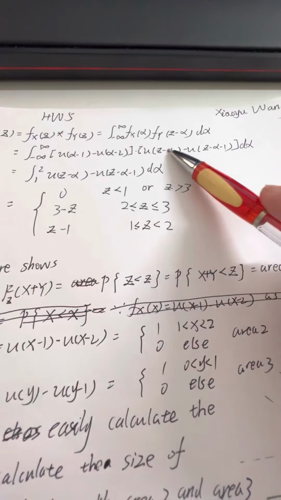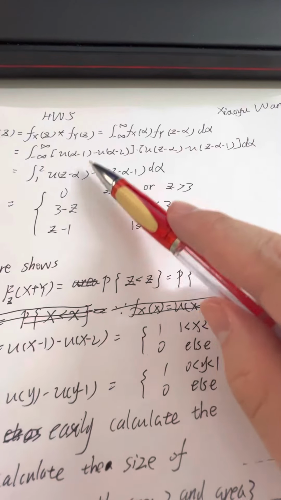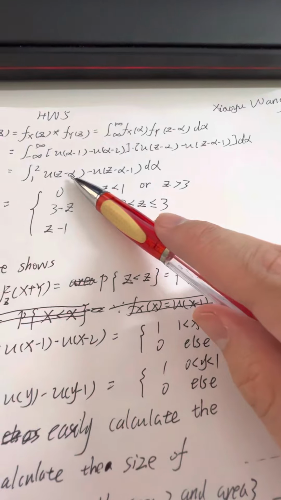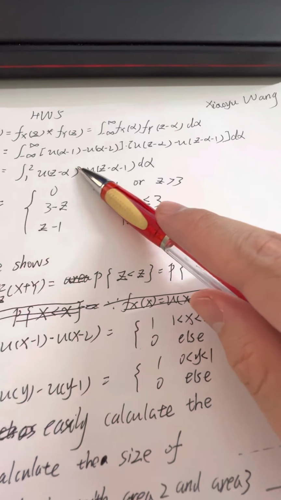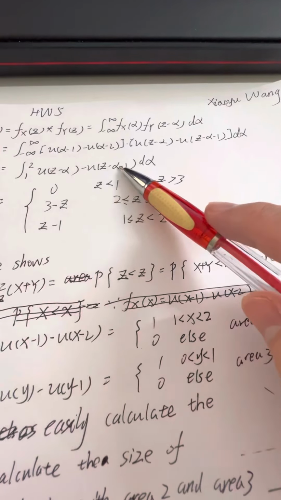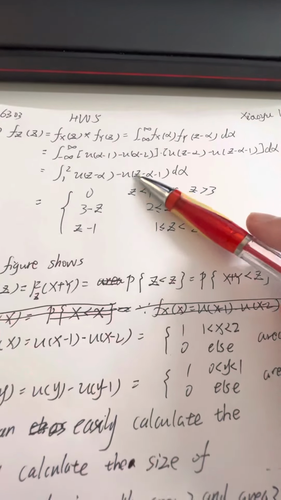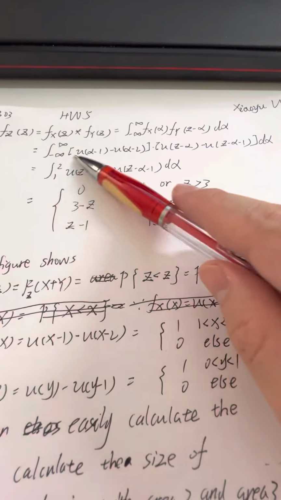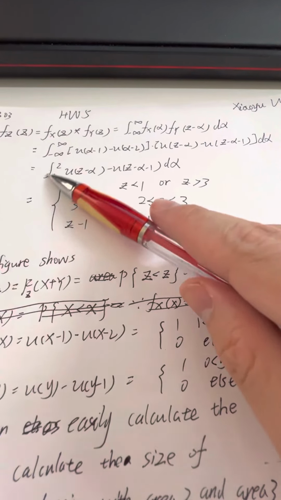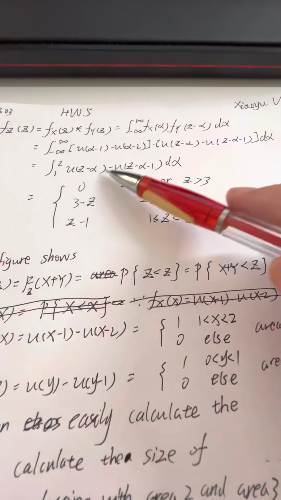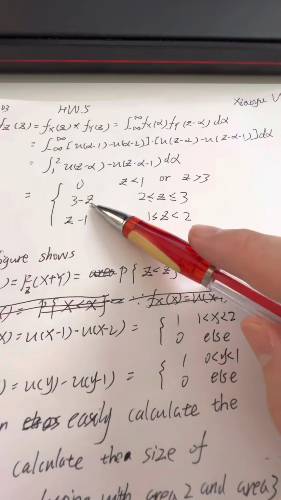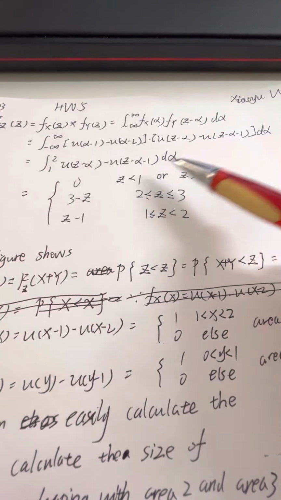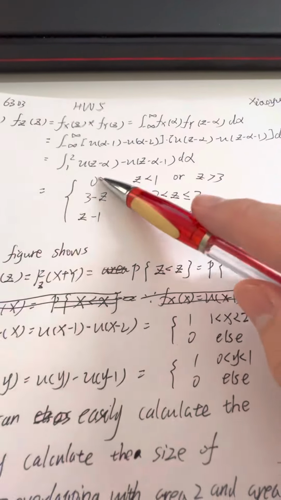And for this part, similarly, it is equal to 1 only when alpha is smaller than z but greater than z minus 1. So we combine this range and this range together. We can easily get that when z is smaller than 1 or z is greater than 3, there is no overlapping, so the result is 0.